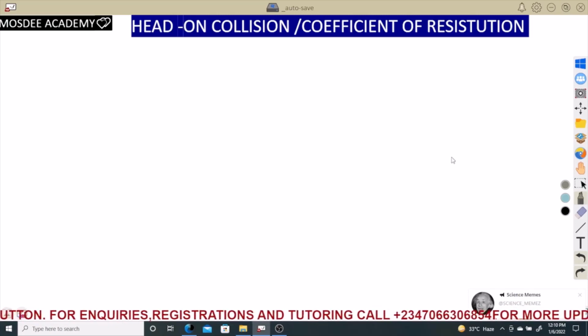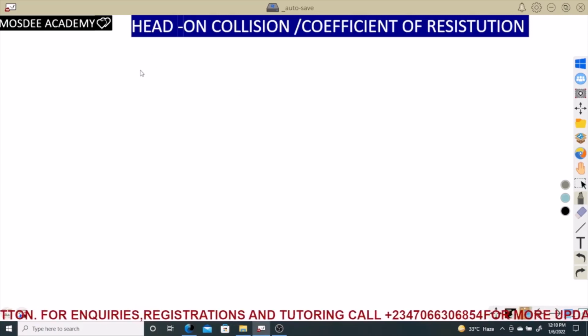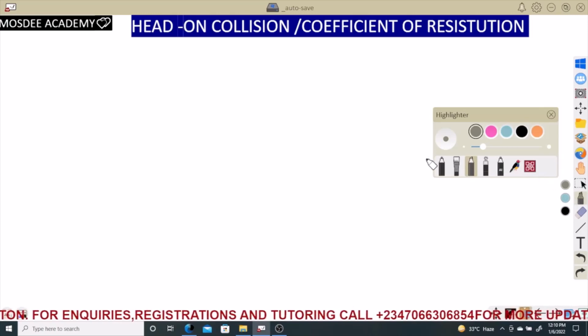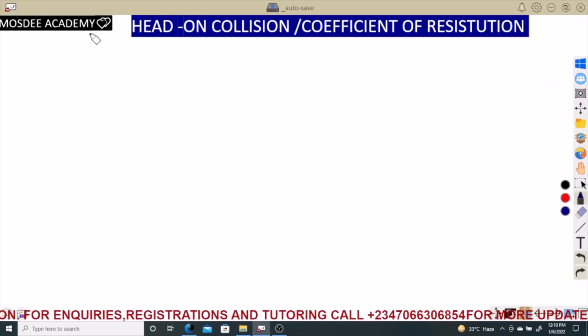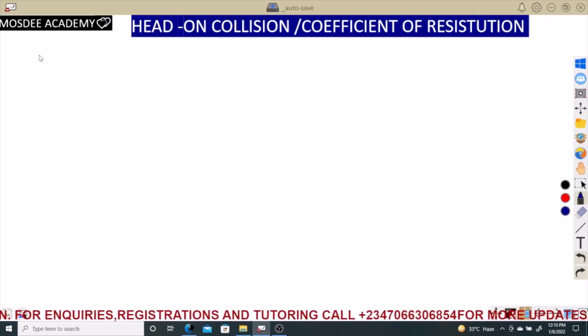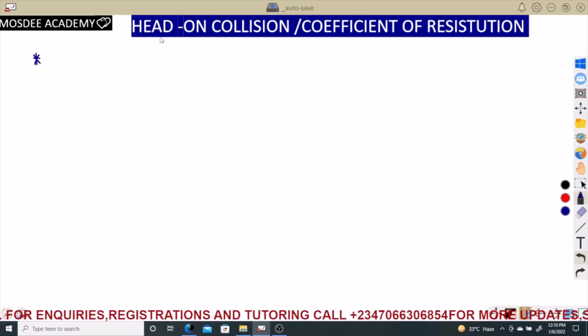And for those in 100 and 200 levels doing physics, definitely you are going to come across this, and you should pay attention to the concept so that when you have questions on them, it will be very simple and easy for you to deal with. Now, when we talk about head-on collision, we are talking about collision of bodies along the same line. That is the meaning of that.